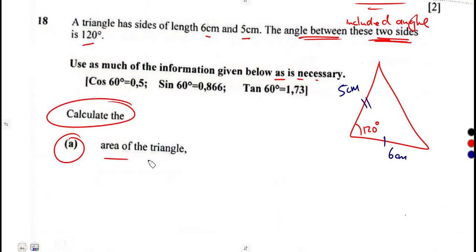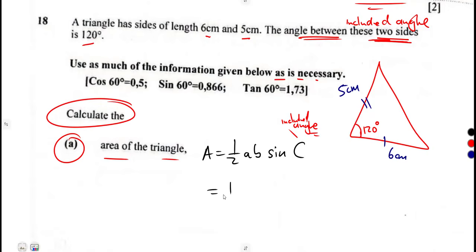Calculate the area of the triangle. The area of a non-right angled triangle can be determined using half ab sine C, where C is the angle in between. The included angle is the angle found between the given sides, which is 120 degrees.